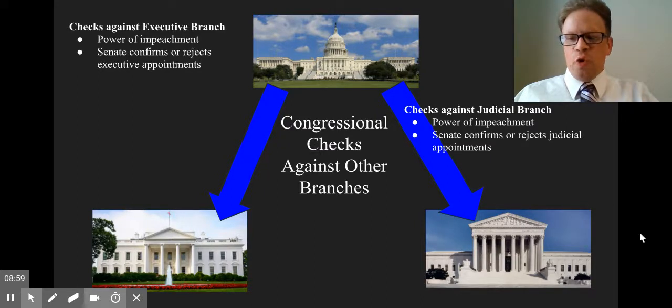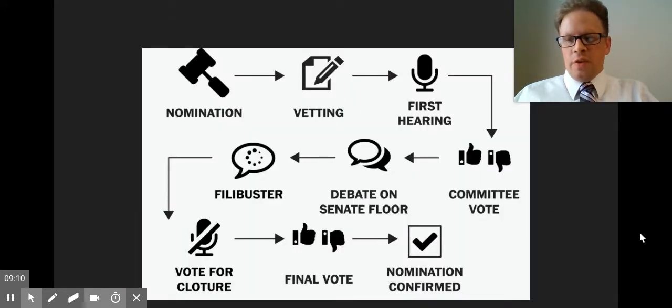All major presidential appointments, including executive or cabinet positions, federal judges, and ambassadors, must be confirmed by the Senate by a majority vote. So this is the confirmation process, if you want to take a quick look at that.